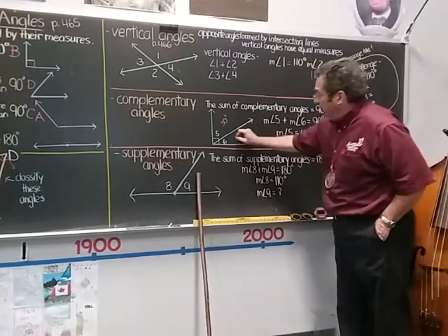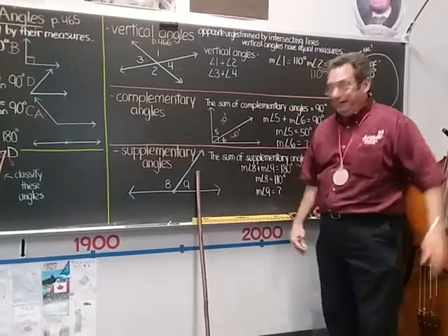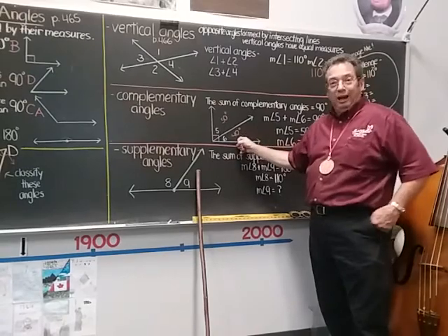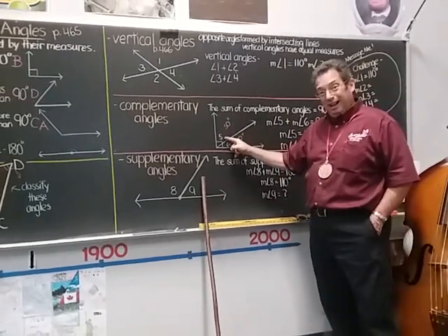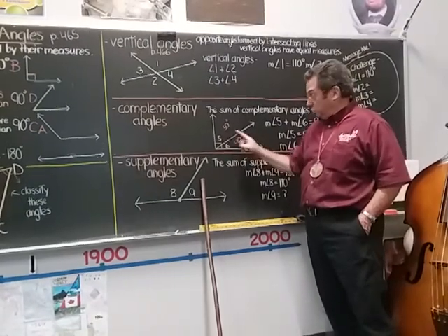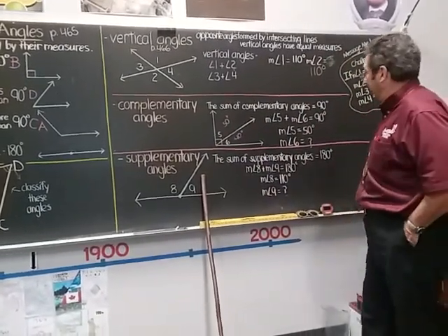Well, if you said 40 degrees, you were right. How did you know that? Well, that's not hard, is it? 50 plus 40 equals what? 90. So if you know the measure of one of a pair of complementary angles, you can figure out what the measure of the other is. By the way, you'll have to do that in your practice today.